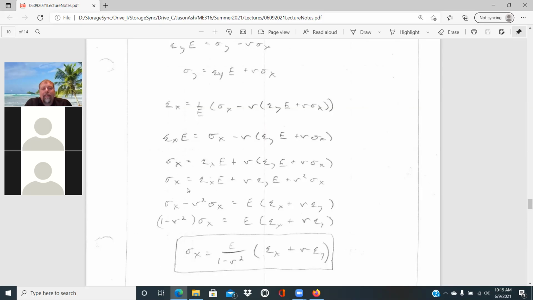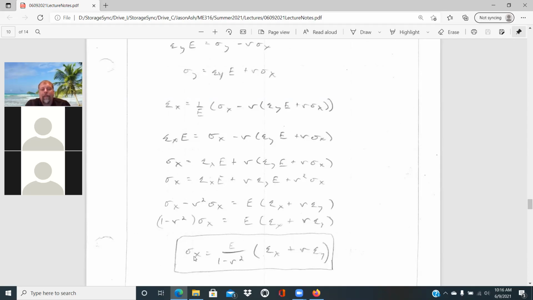And next thing we can do is get all the sigma X terms over onto the left-hand side. So we'll subtract this off both sides. So sigma X minus nu squared sigma X is equal to E over E times strain in the X plus nu strain in the Y. And what we did there was we just pulled E out of those first two terms. And then we can pull a 1 minus nu squared out of here, being multiplied by sigma X, and then divide through by that 1 minus nu squared term.